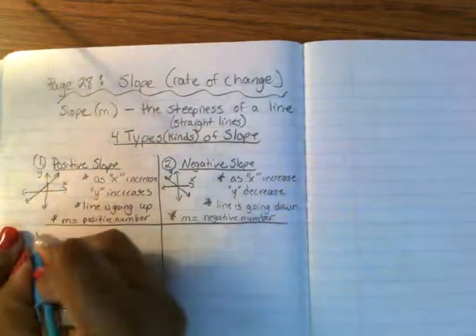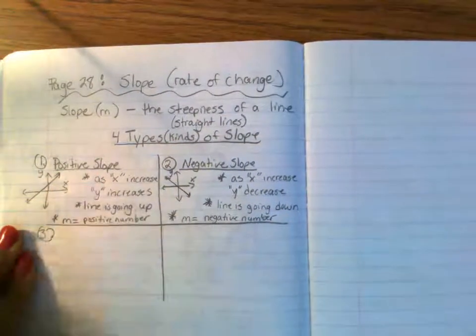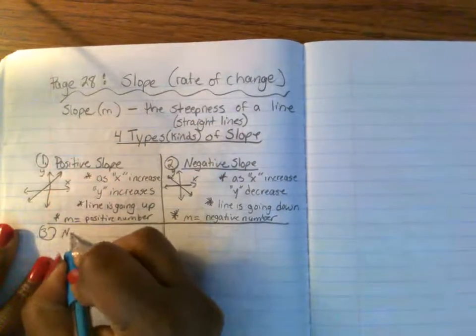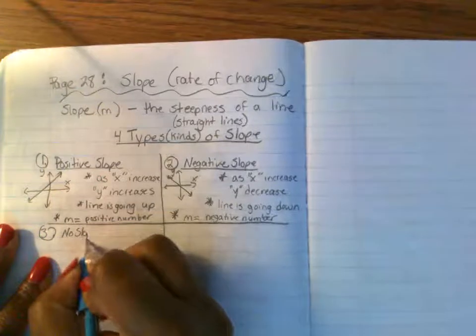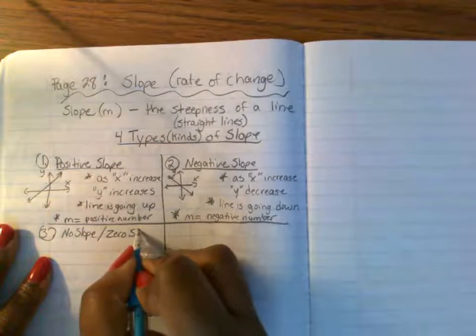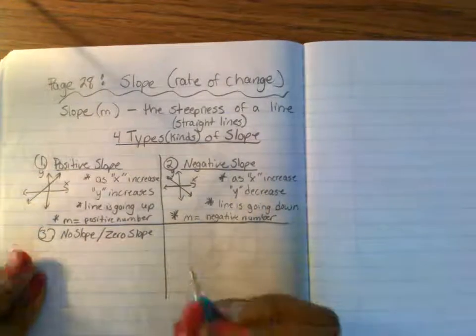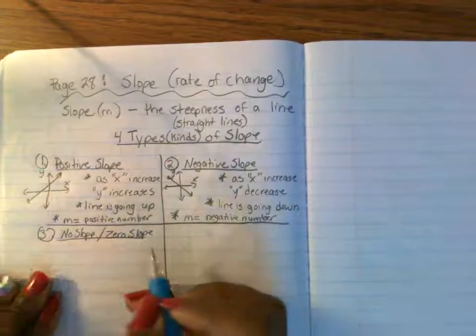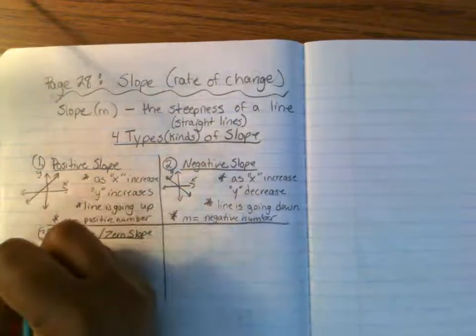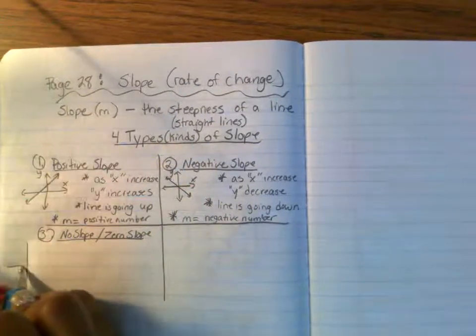The third kind of slope is a no slope or zero slope. A no slope or zero slope, what does that look like, Miss Reyes? I'm so glad you asked me that.